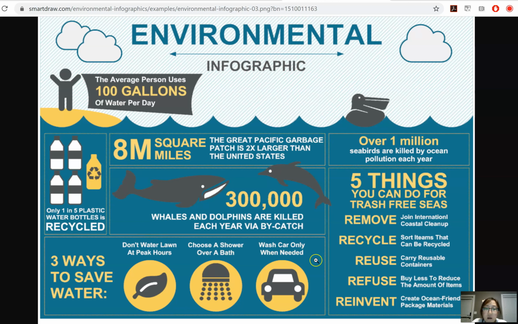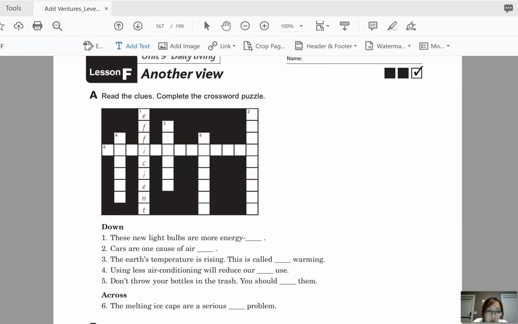Now I'm not going to read all of them, but as you can see, this is a much better way to organize this kind of information. So this is a kind of graphic organizer. Okay, but we're going to move on. And let's look at this worksheet.